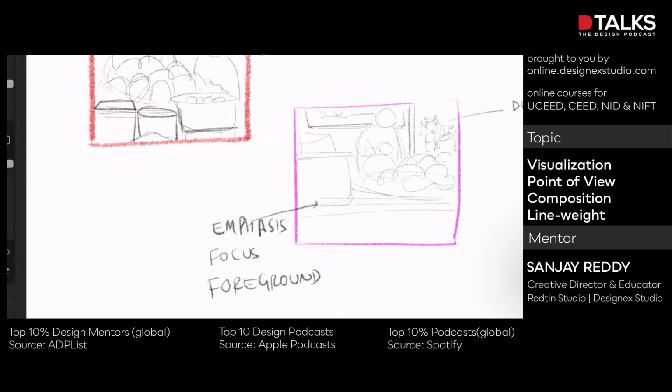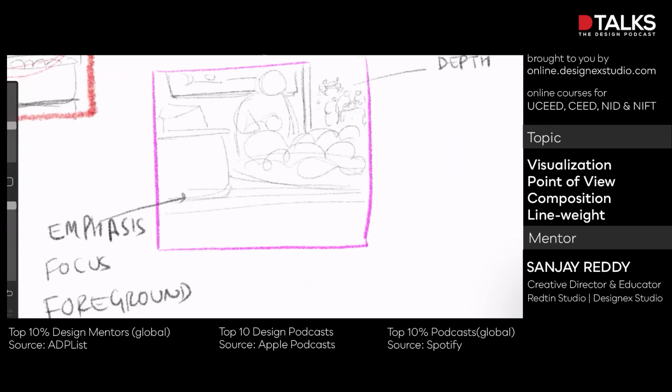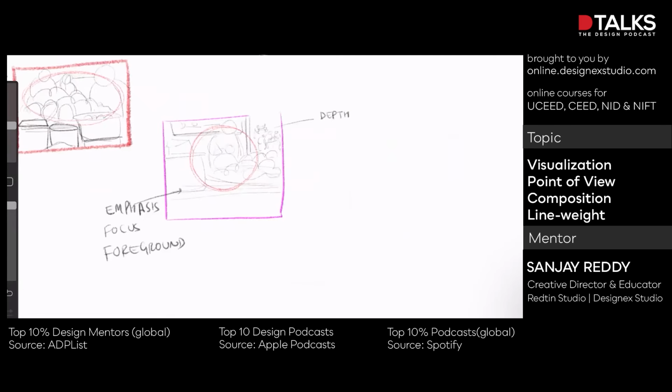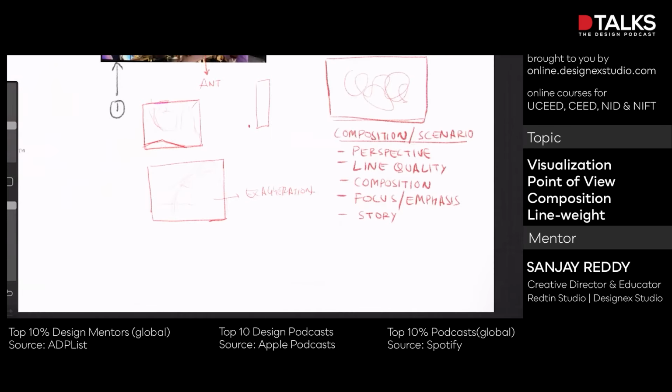Or let's say here. This is where the area of focus of that sketch is. And here I would add more details, because that is where the story is happening. Focus and perspective, you already understood. So that is how your point of view changes. And that is how you can visualize your point of view. You can understand the focus, where the focus should be.